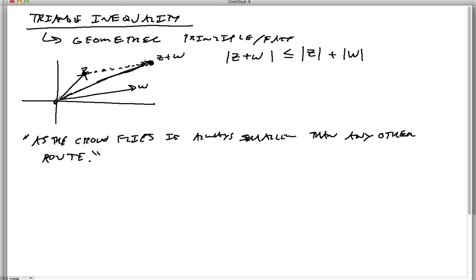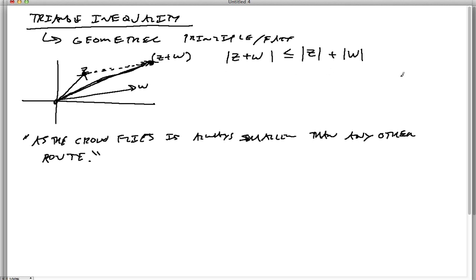Okay, and we see that forms a triangle here, a triangle like this. And that's why they call it the triangle inequality. And it simply means that if I take these two routes z and then also w, and I take them both together and add up that distance, it's going to be more than if I were to go directly to z plus w, the sum, as we've done there.